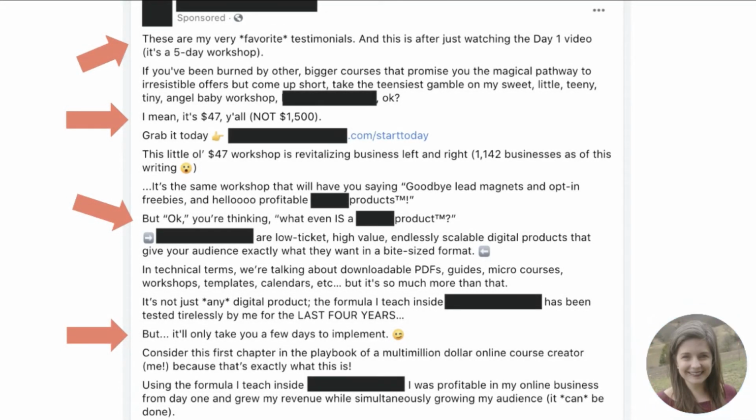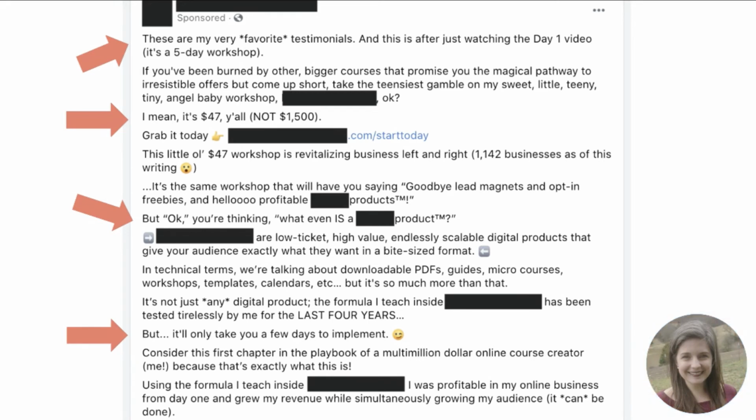I would wonder, would this ad read stronger if we just cut the first 2 lines and jump straight to the meat? Or even we could replace the first little paragraph there, the first 2 lines, with a testimonial snippet. So instead of saying these are my very favorite testimonials, could we just put a snippet of the make more money testimonial in the lead with that.